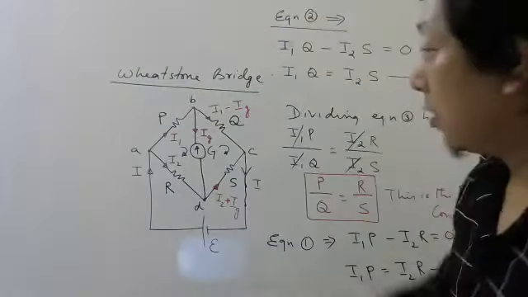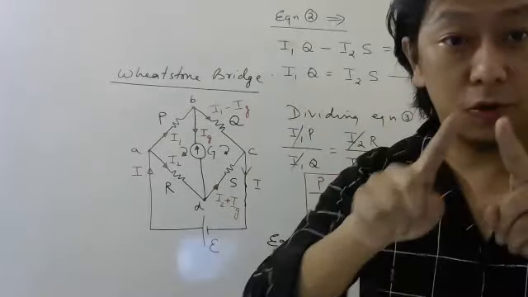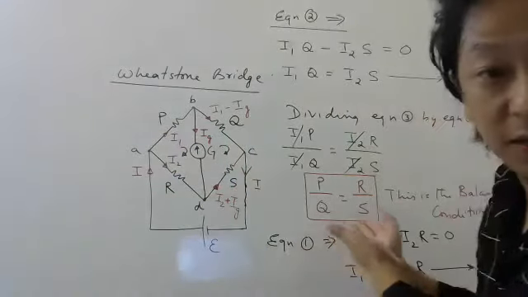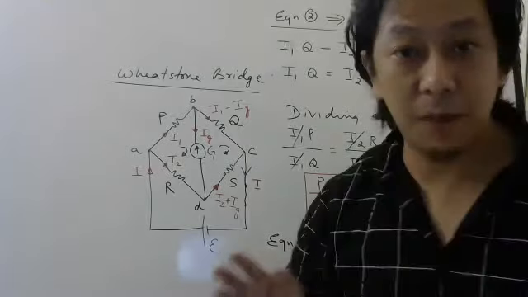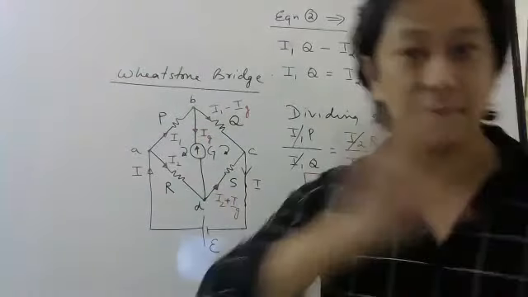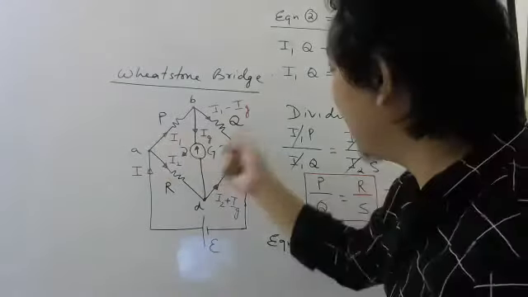So remember, whenever P by Q, now you have to know the order. Don't put P here, Q here, R here, S here, and then write the same condition. What you should remember is like this: this divided by this should be equal to this divided by this. If you remember that way, it doesn't matter whether you write A, B, C, D.